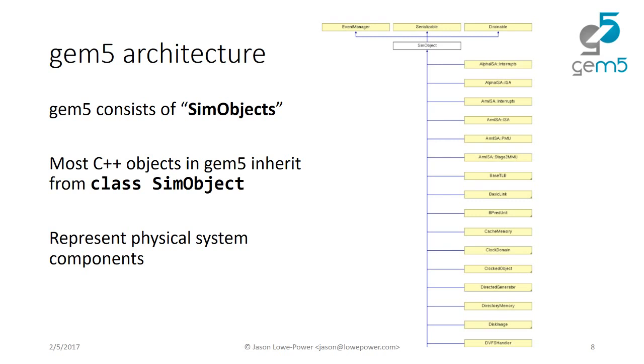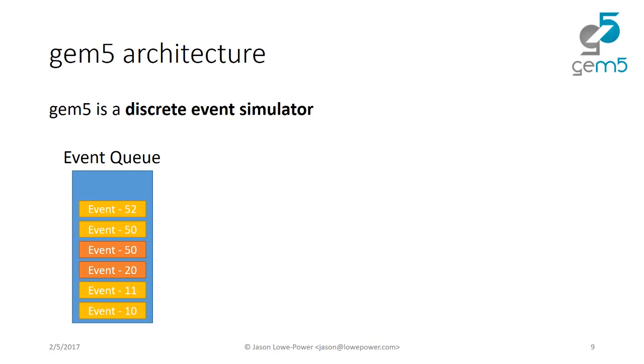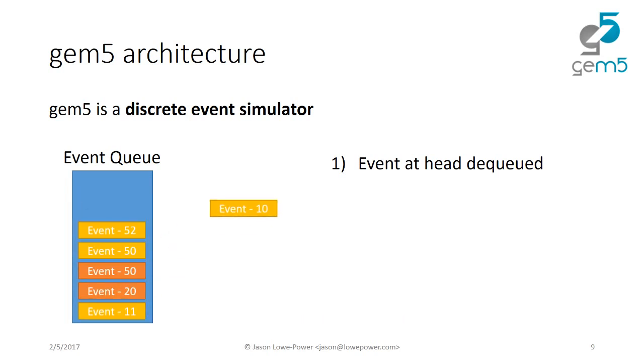So everything is a sim object. One thing sim objects can do is enqueue events. gem5 is a discrete event simulator, and the way it works is you have a bunch of events that are all tagged with some time that the event needs to fire at. Then we look at the head of the event queue, which is on the bottom in this picture for some reason. Whatever time the head of the event queue is, that's the current time of the system. Then you pop off the event at the head of the event queue.